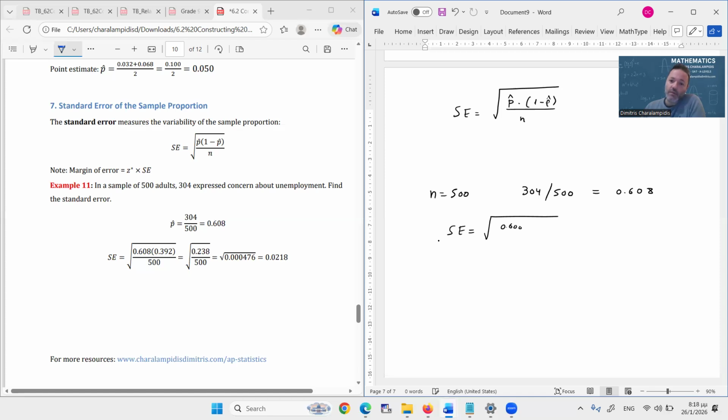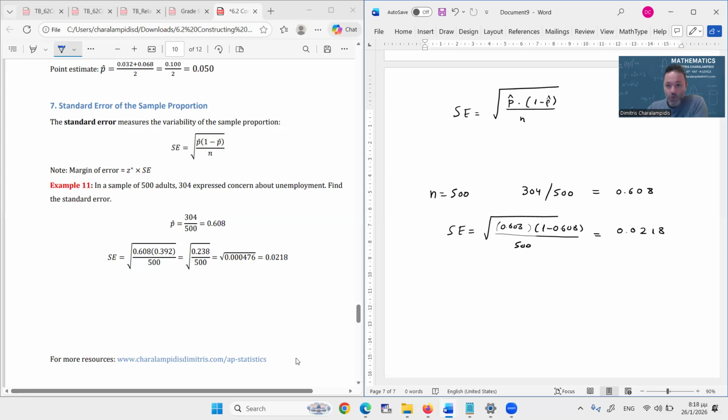the square root of 0.608 times 1 minus 0.608, and all that over 500. This means that it's 0.0218, and this number expresses the variability of this sample proportion.